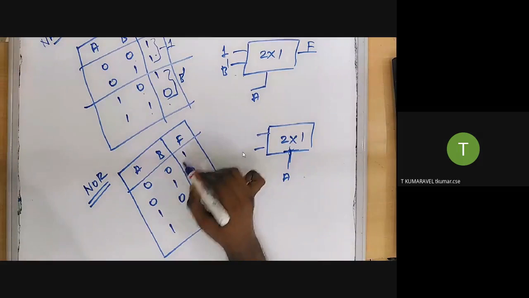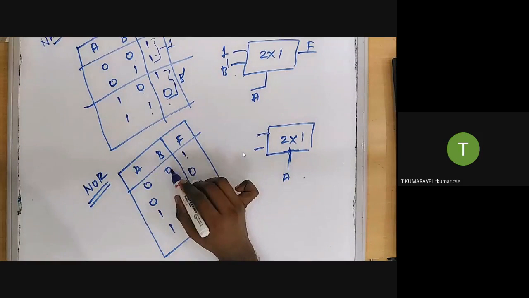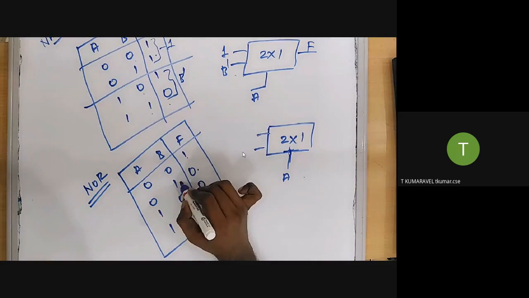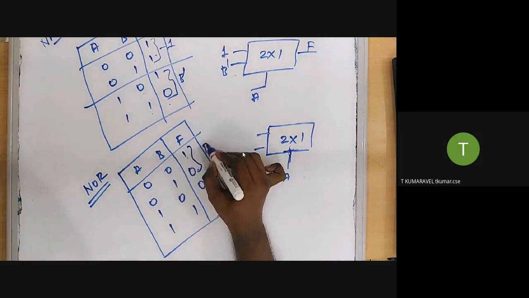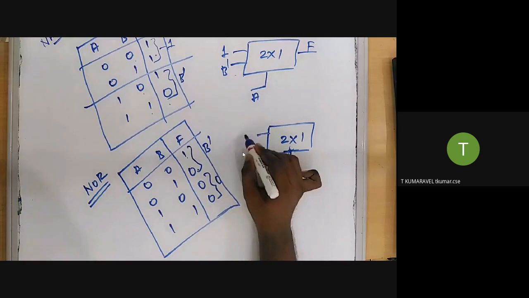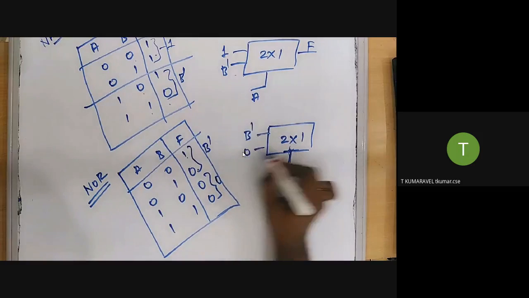The output equals 1 when B equals 0. The output equals 0 when B equals 1. This is nothing but B complement. What about the next case? The output equals 0 in both cases. So B bar and 0 are the outputs.